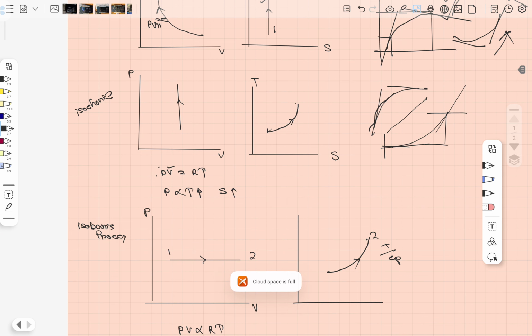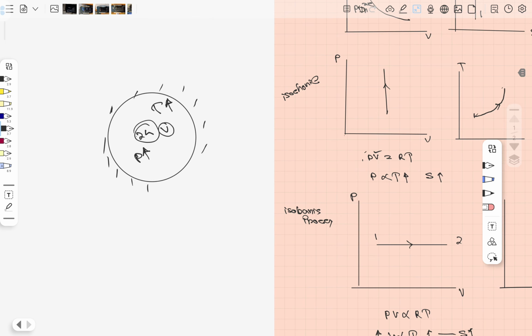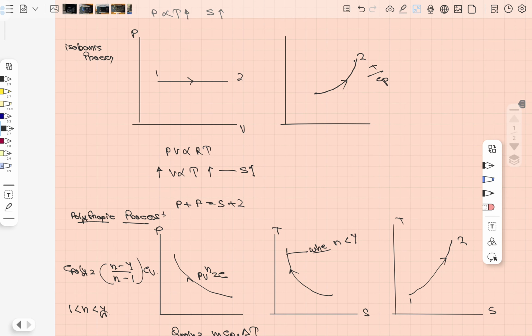If it were the opposite case, where we are expanding the gas, then the arrow would be in a different direction. Now the isobaric process: pressure remains constant, but the volume is increasing. How can the volume increase at constant pressure? Only when the temperature is increasing. There is a degree of freedom relation also, so that's why the temperature is also increasing.